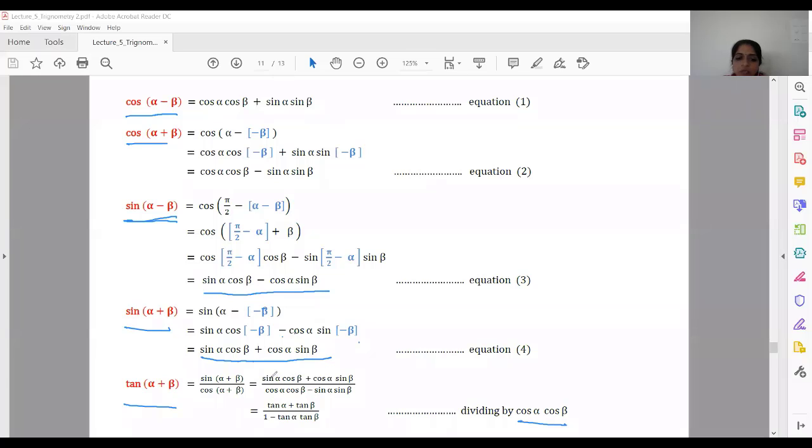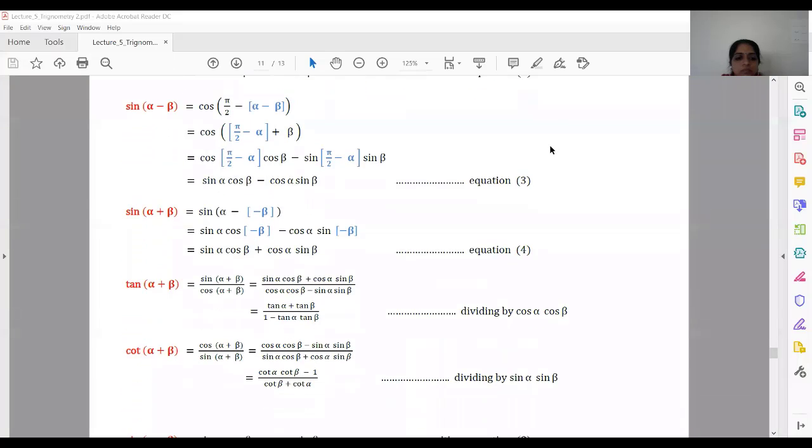If we divide the numerator's first term by cos alpha cos beta, then cos beta will be cancelled and sin alpha upon cos alpha is tan alpha. Plus, if we divide cos alpha sin beta by cos alpha cos beta, then cos alpha cancels and sin beta upon cos beta is tan beta. In the denominator, cos alpha cos beta upon cos alpha cos beta is 1, and the next, minus sin alpha sin beta upon cos alpha cos beta, is tan alpha tan beta. Okay. So, this is the formula of tan alpha plus beta.